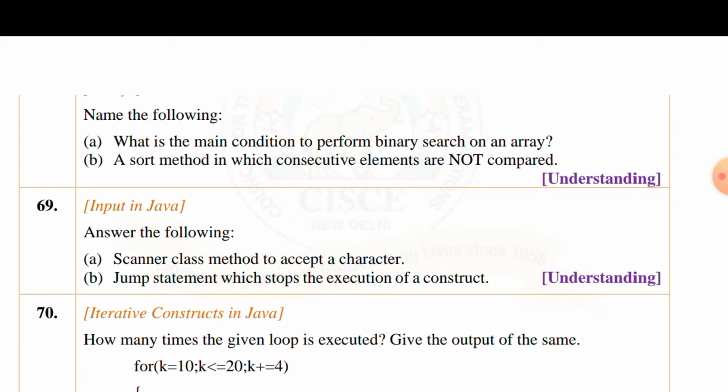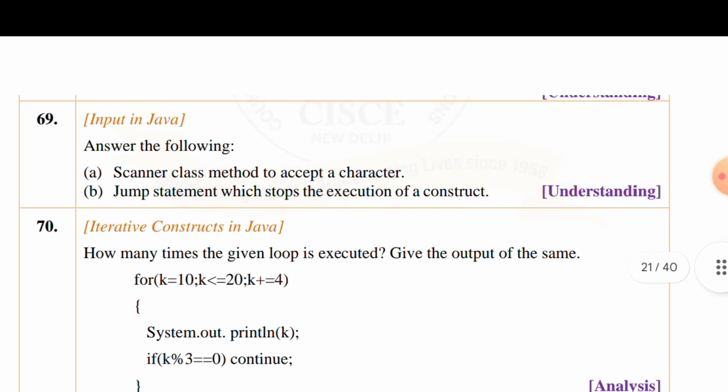Selection sort. Question number 69. Answer the following. Scanner class method to accept a character. See, there is no particular method given in the Scanner class to accept a character. So we do an arrangement for this. We write the object of Scanner class, and then we write the next method, and then we write the period operator, and then we write charAt(0). So this is the arrangement that we do. Second is the jump statement which stops the execution of a construct. So to stop the execution of a construct, we use break.